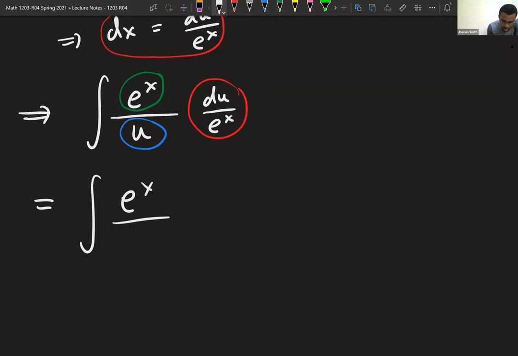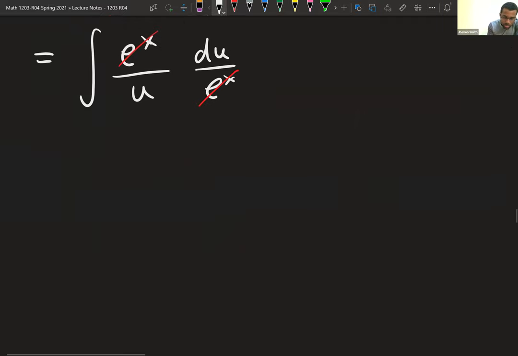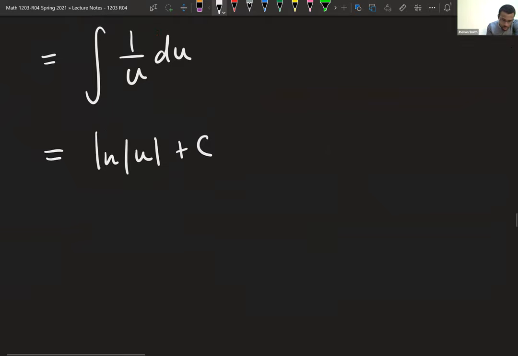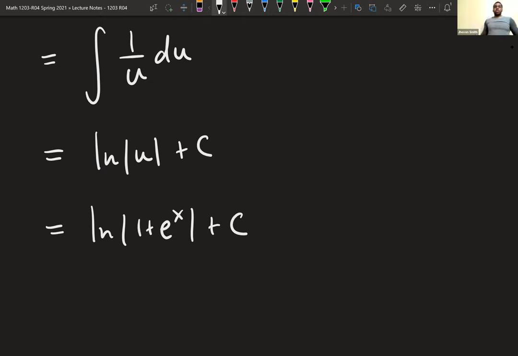So let me just rewrite this. Since now that the e to the x gets to cancel, and so now this just becomes the integral of 1 over u du. Now, that's nice. That looks like a basic rule, right? So that's just ln of absolute value of u plus c, which I can back substitute. And we have that.